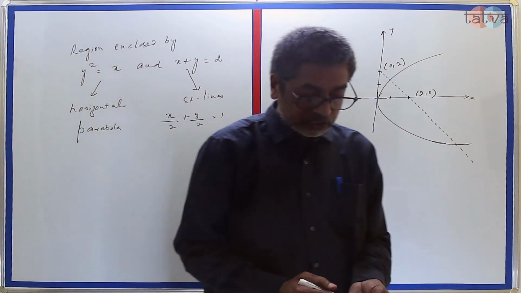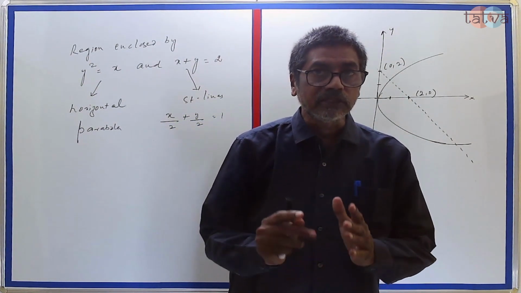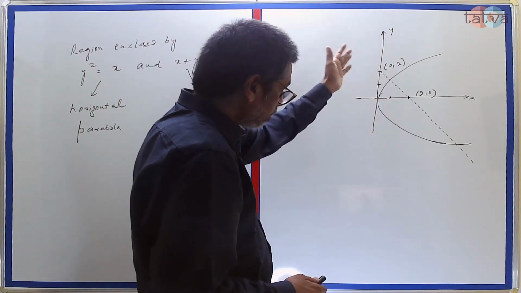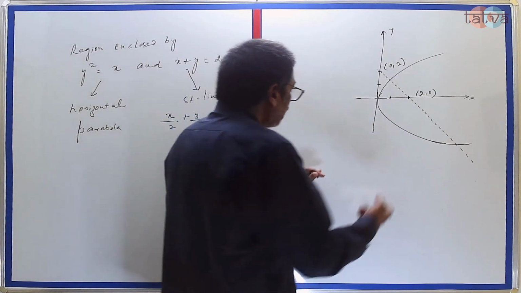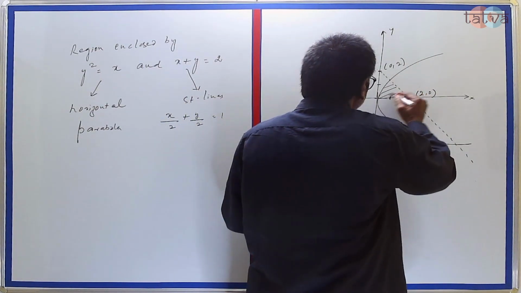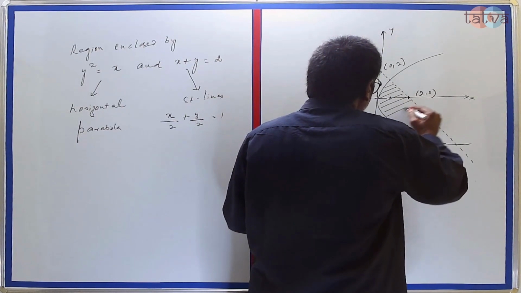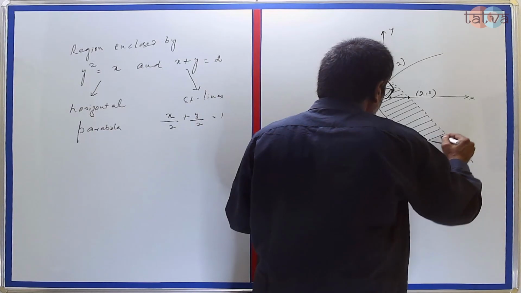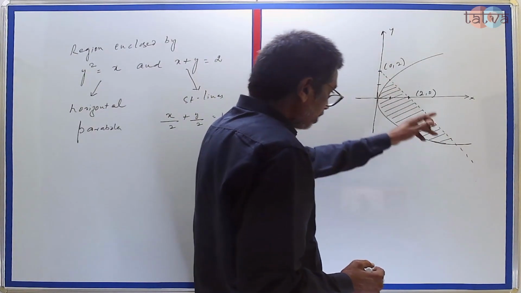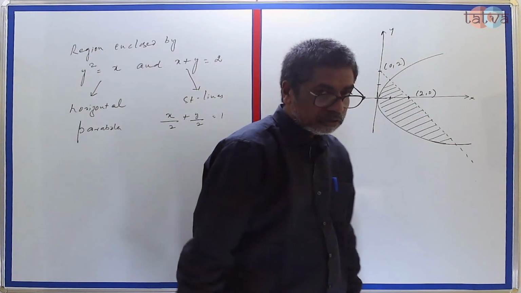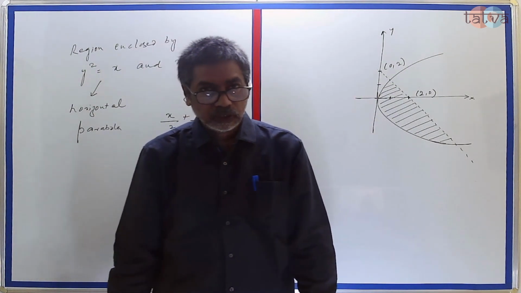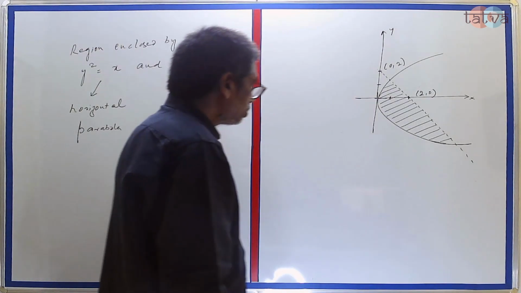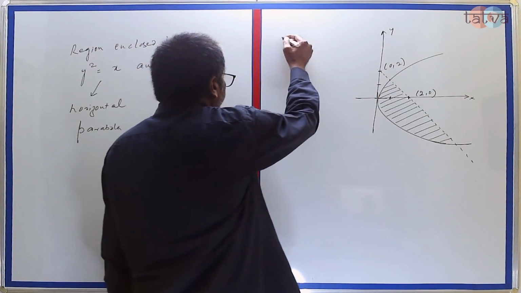So the problem is extremely clear. The region between the straight line and the parabola, right? So I will draw the parabola, and I draw the straight line, and then I shade my region. Now you have to find the points of intersection. These points are not obvious. So let us solve.